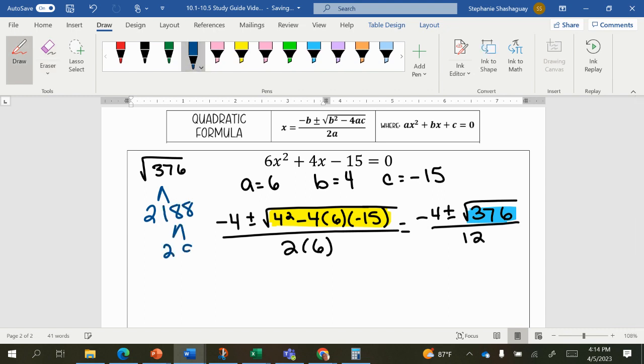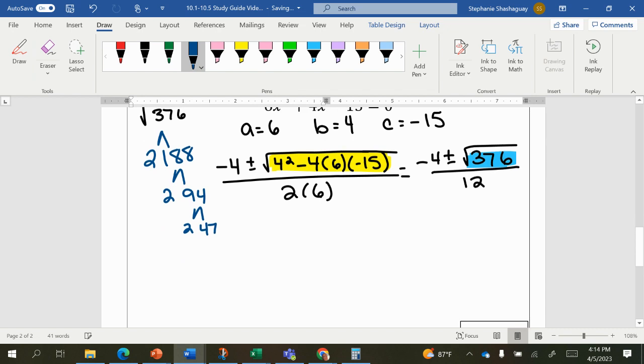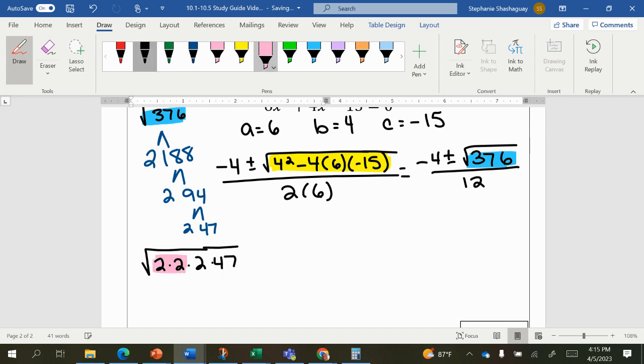188 divided by 2 is 94. 94 divided by 2 is 47. So this radical can be simplified by doing the square root of 2 times 2 times 2 times 47. And because I have 2 of the same number, I take it out, it becomes 2. And what's left underneath the radical is this 94.